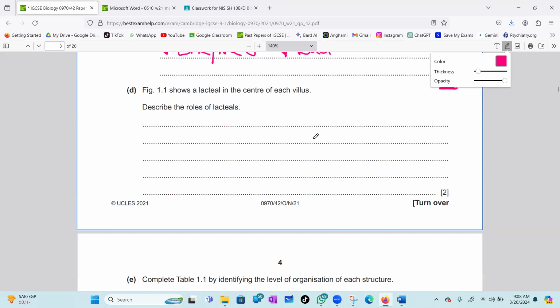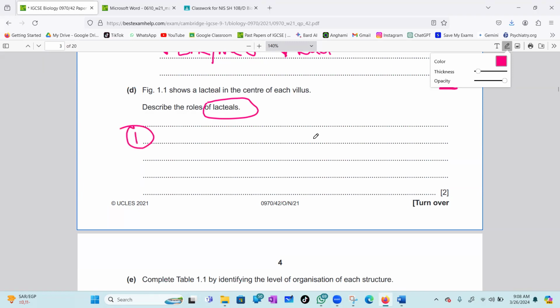Okay. Figure 1.1 shows a lacteal in the center of each villus. Describe the role of the lacteals. I want only one function because this is what you took. The lacteals have been canceled. We took it in detail 3 years before, but now it has been removed. You only know one function.